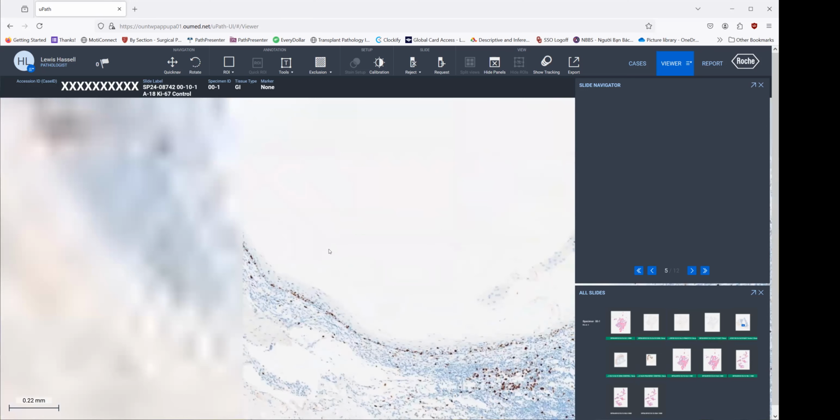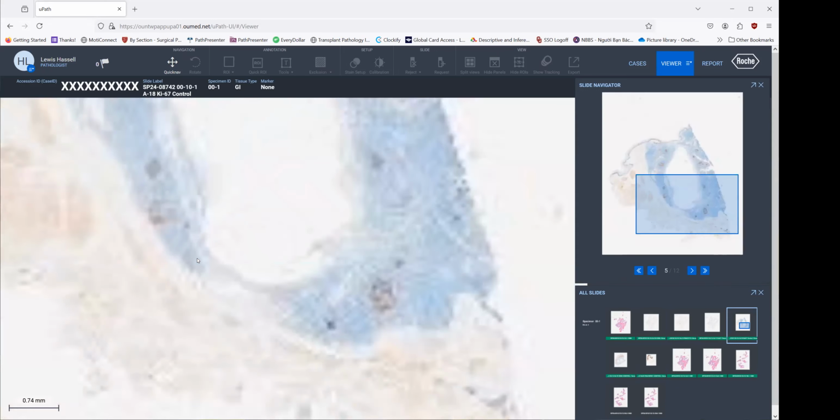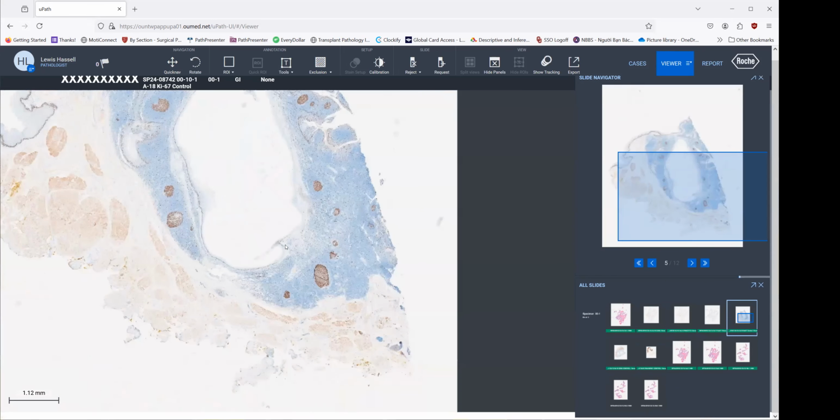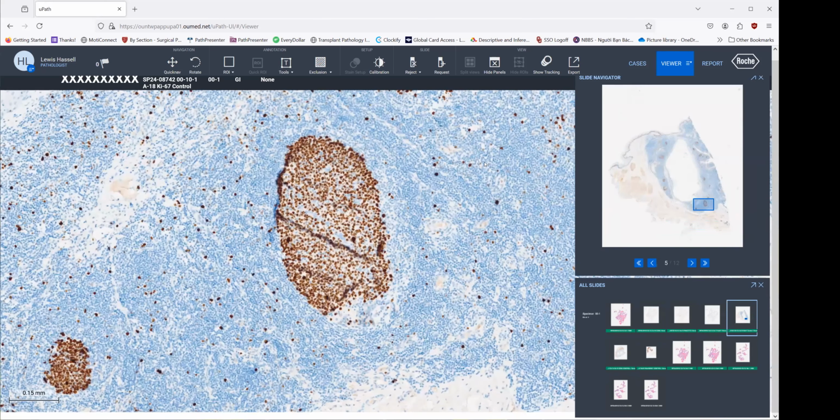The other stain we have here, I think this is the control. Oh yeah, this is our control. There you can see the Ki67 in a lymph node is staining that way.